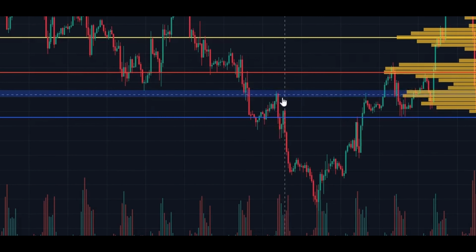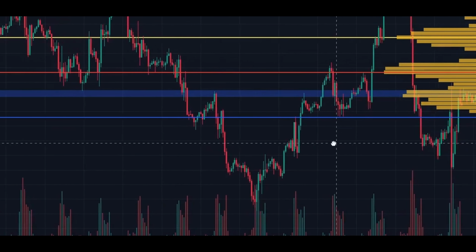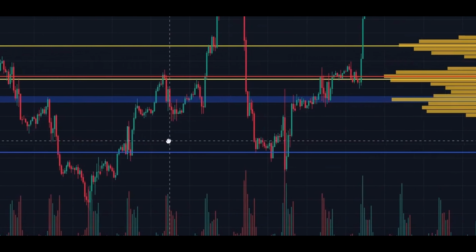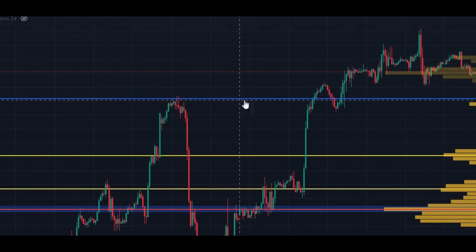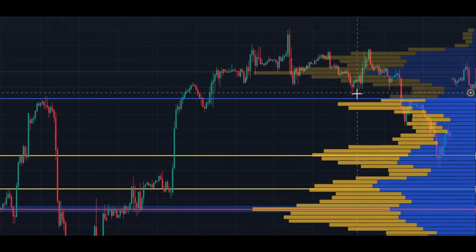Then we used it as resistance. Then we used it again as resistance. We broke above it, used it as support, and failed. And then, look, we even used it again as an area of interest. So if we keep scrolling, let's keep an eye on those levels, right? Now look, these levels are still lining up, still lining up, doing well.